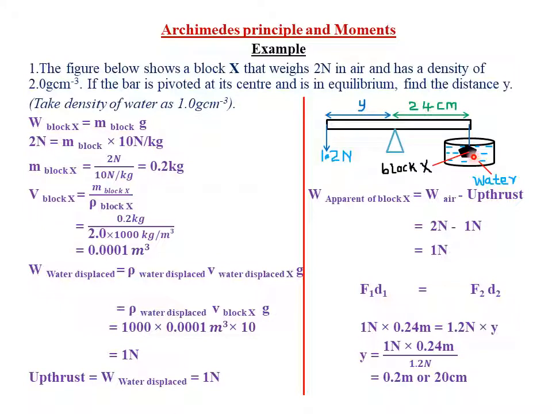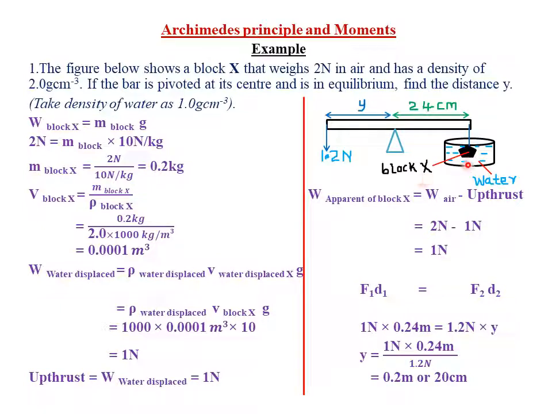But because the block is placed in water, we shall have the upthrust acting in the upward direction. Therefore, the difference between the weight of the block X in air and the upthrust will be the tension acting in this particular string, which is equivalent to the apparent weight of that block. Therefore, the force that we'll use here will be the apparent weight of the block, because the apparent weight is the difference between the weight of this particular block and the upthrust.